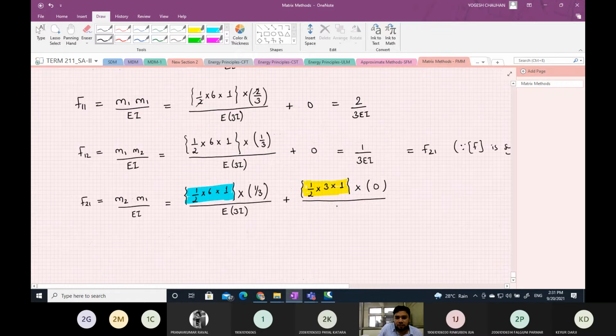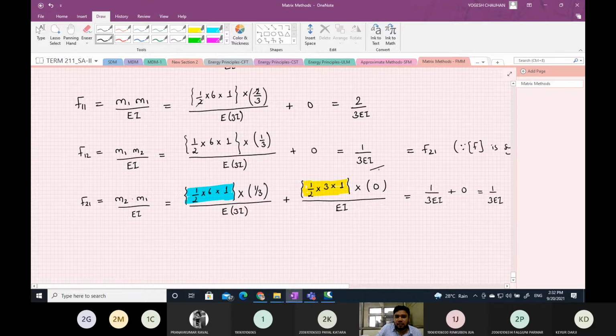So it will be divided by EI. So this part will be 0. Okay, so you will have 2 by 3, 1 by 3, not 2 by 3. This 3 into 2, 6. 6 by 6, it will be 1 only. So it will be 1 by 3 EI plus 0, because this part will be 0 because it is multiplied with 0. So it will be 1 by 3 EI.